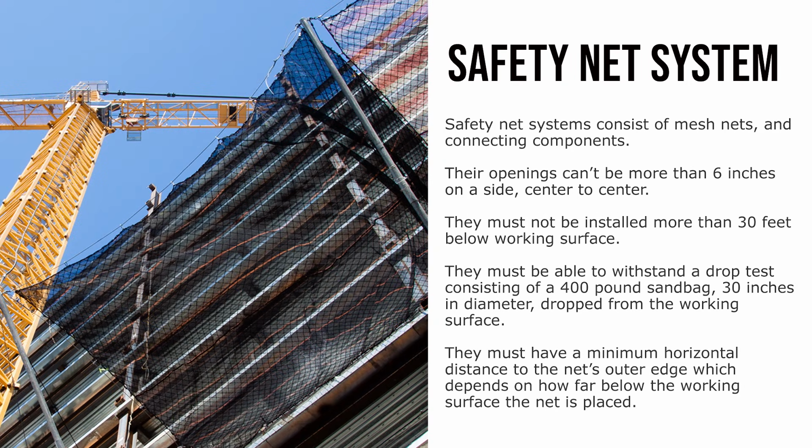Safety net systems consist of mesh nets and connecting components. Their openings can't be more than 6 inches on a side, center to center. They must not be installed more than 30 feet below the working surface. They must be able to withstand a drop test consisting of a 400-pound sandbag, 30 inches in diameter, dropped from the working surface. They must have a minimum horizontal distance to the net's outer edge, which depends on how far below the working surface the net is placed.